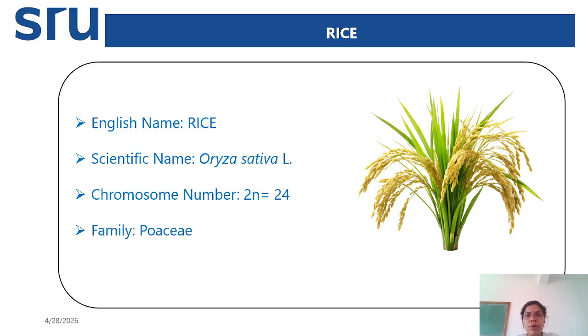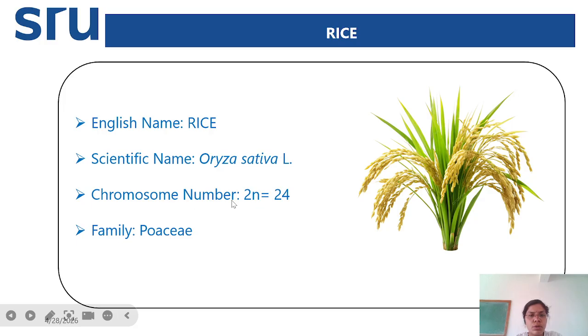First, we'll discuss the rice crop. As we know, rice is the most important staple food crop for the world, and it is the most important staple food crop in India because half of the population is dependent upon this rice crop. The common name is rice. The scientific name is Oryza sativa L.